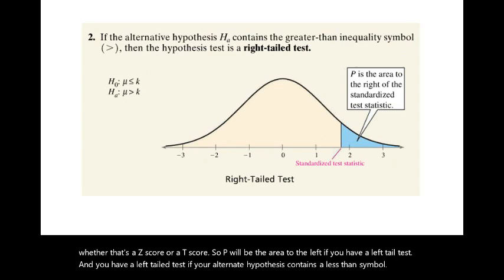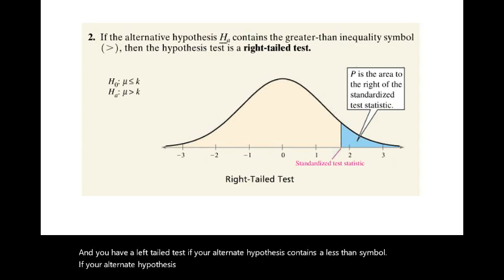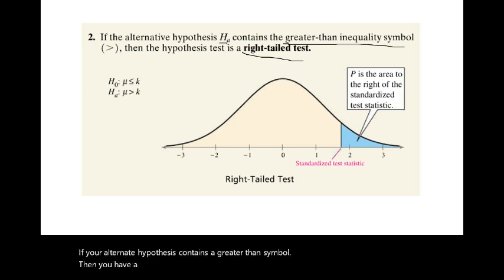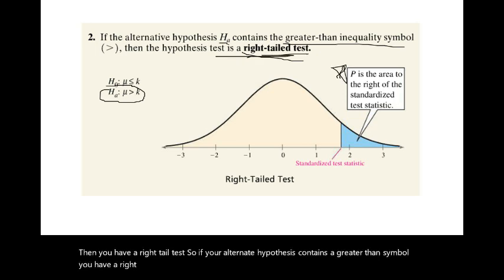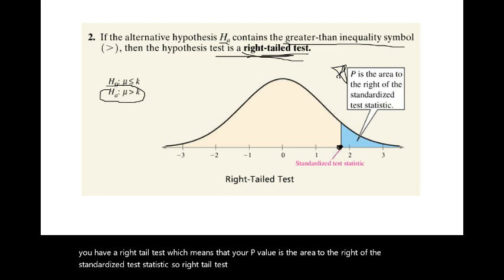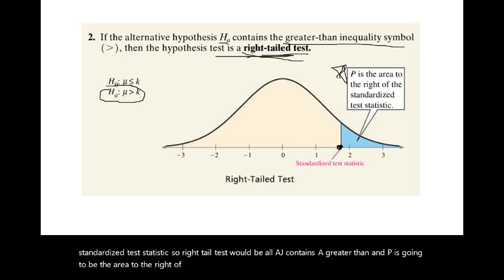If your alternate hypothesis contains a greater than symbol, then you have a right tail test. So if your alternate hypothesis contains a greater than symbol, you have a right tail test, which means that your p-value is the area to the right of the standardized test statistic. So right tail test would be HA contains a greater than, and P is going to be the area to the right of your standardized test stat.